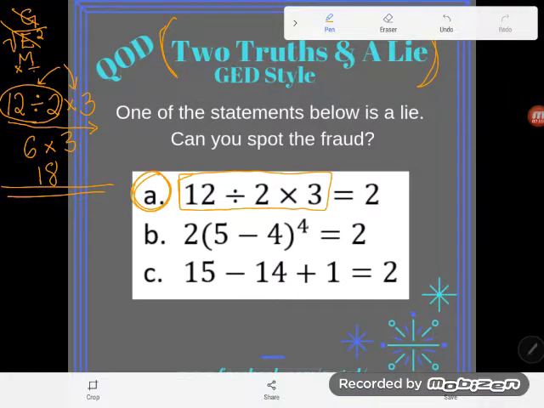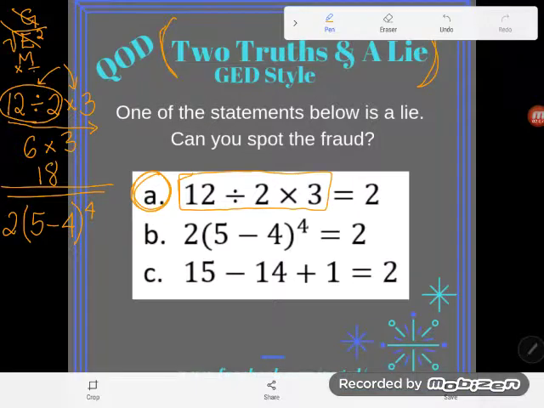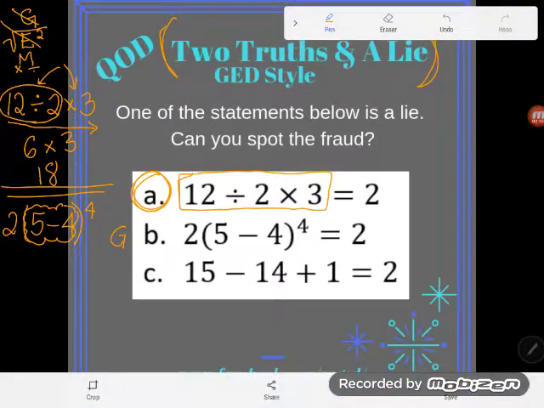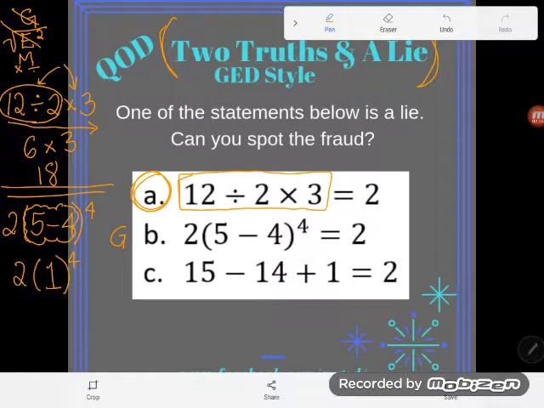So let's try B. B says 2 times the quantity of 5 minus 4, raised to the 4th power. And again, we will use the order of operations to make sure we're simplifying in the correct order. So start with any groupings. And I do see a grouping right here inside of parentheses. So 5 minus 4 is 1. I'll start there. Now careful, I'm not done with those parentheses. They're still telling me to take that whole number, raise it to the 4th power, and multiply by 2. So I'll keep my parentheses.